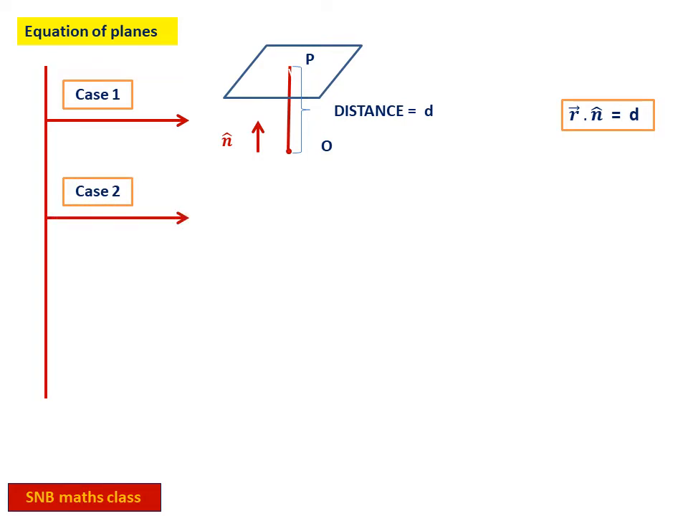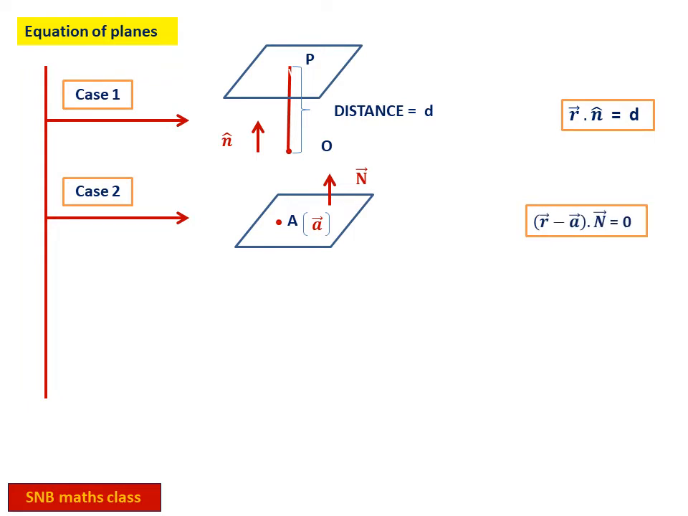Second possibility is this, only three types. So consider this plane. A point on the plane is given. See the difference. A point on the plane is given, whose position vector is a. Then a normal is given, not a unit normal. Any vector which is perpendicular to the given plane is given. Then the equation of the plane is r minus a dot n equal to 0. So both these are vector forms.